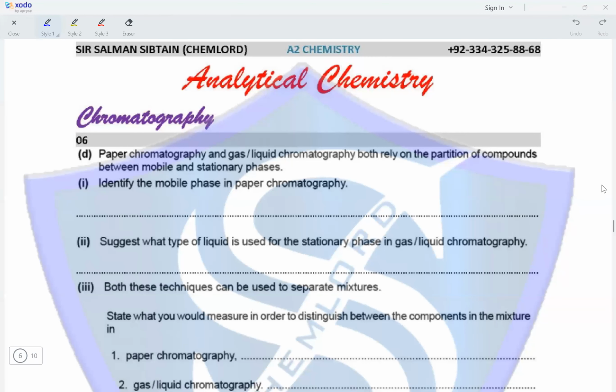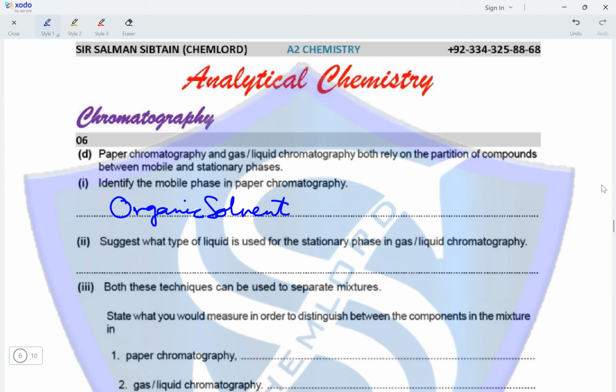Question 6. Paper chromatography and gas liquid chromatography both rely on the partition of compounds between mobile and stationary phases. Identify the mobile phase in paper chromatography. It would be an organic solvent.